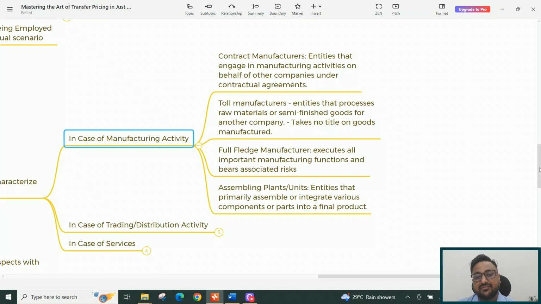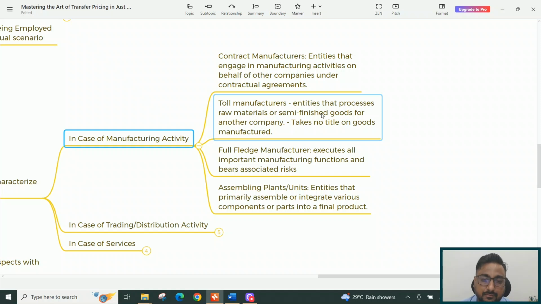Now in case of a manufacturing entity, predominantly, I have just taken from market practice the types of entity on which you can characterize your particular client. If your client is engaged in manufacturing activity, he could be a contract manufacturer, or he could be a toll manufacturer. Toll manufacturers are those entities that process raw material or semi-finished goods for another company and do not take title on any goods. They are just working as a job worker, right?